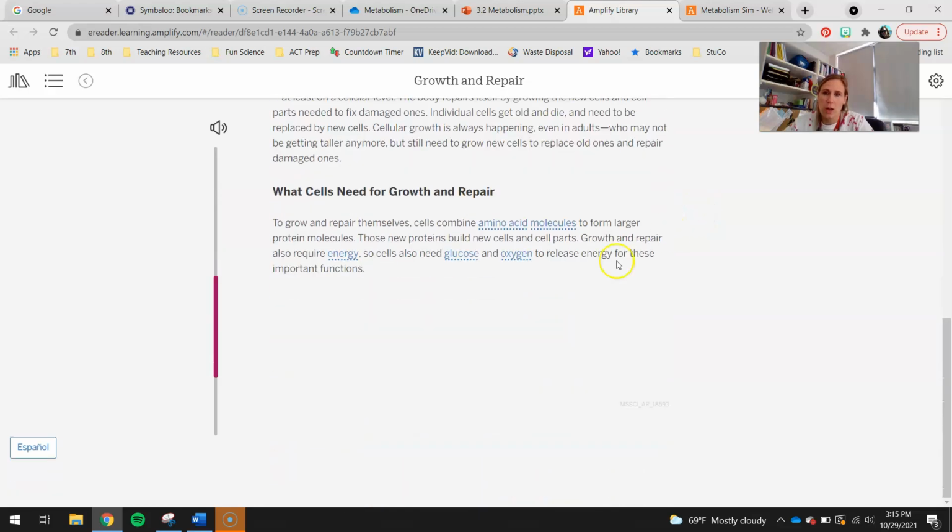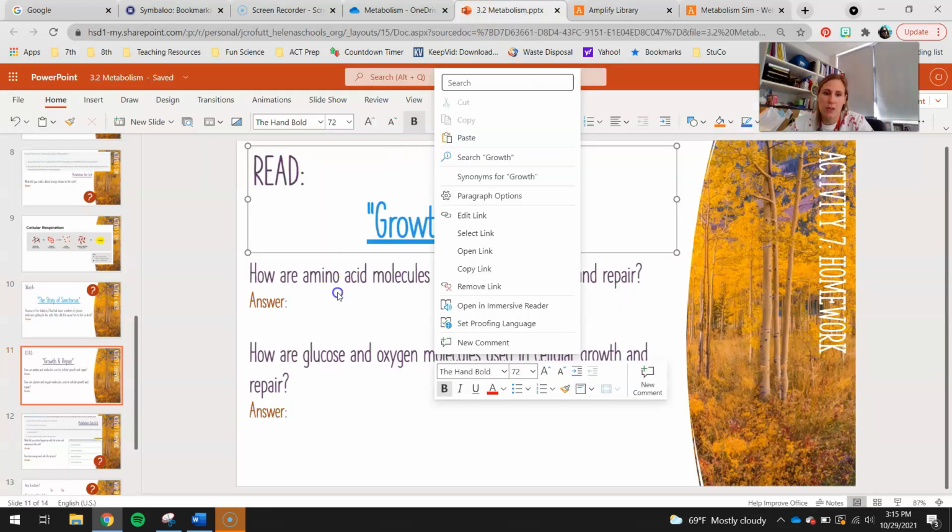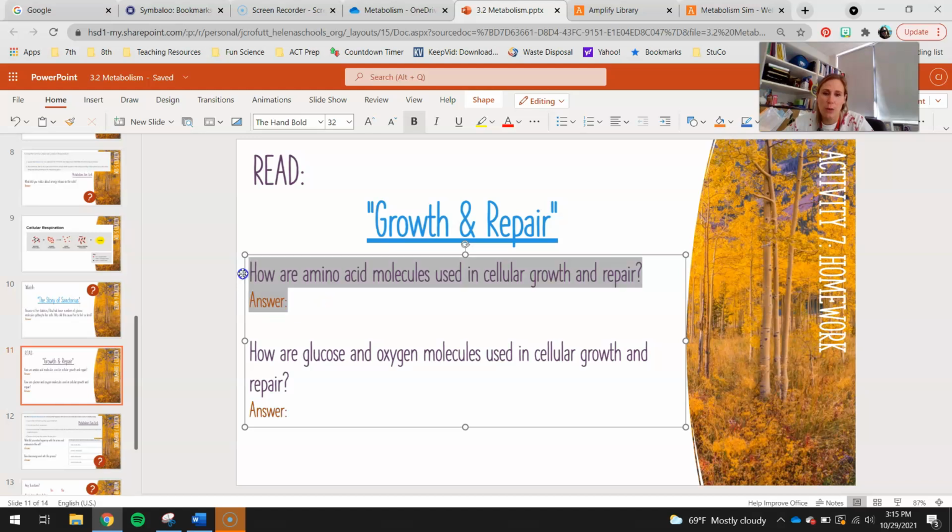So read this short little article on growth and repair, and then answer these 2 questions. How were amino acid molecules used in cellular growth and repair? So remember, we eat proteins, we digest the protein into amino acids, and then those go into our bloodstream and into our cells, and here we use them for growth and repair. So what do we use them for? What do they do once they get to our cells?